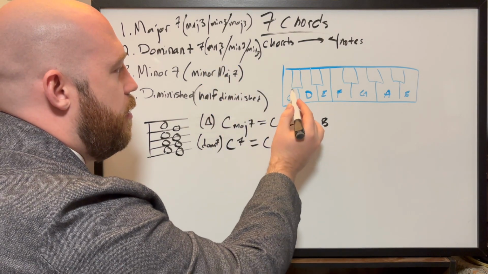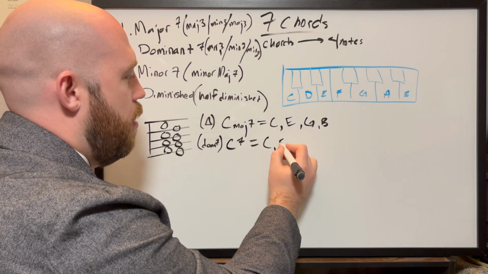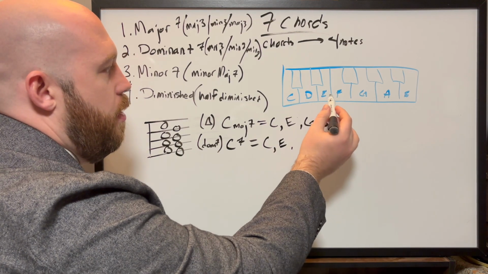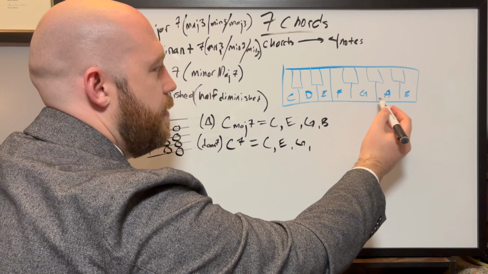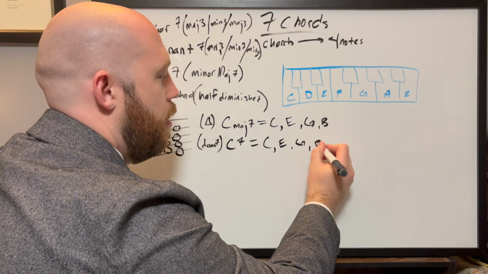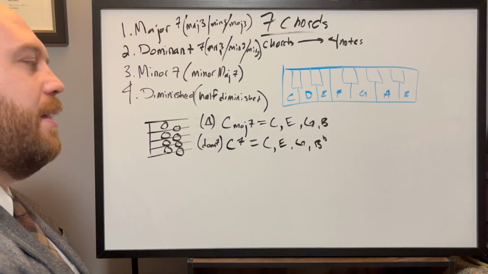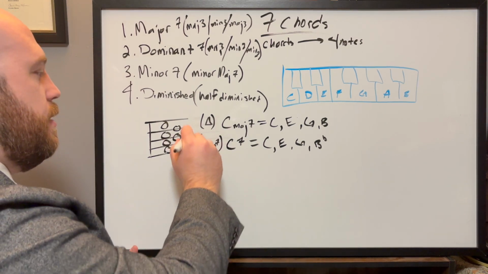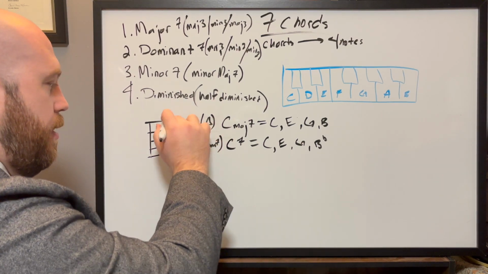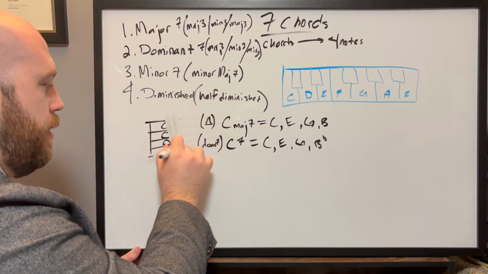So we'll do major 3rd first, 1, 2, 3, 4. Minor 3rd, 1, 2, 3. And then a minor 3rd gives us 1, 2, 3, B flat. Now that's a C7. That's the shorthand for it.